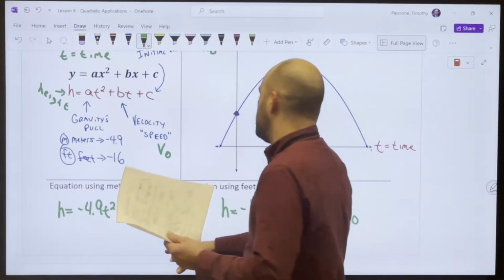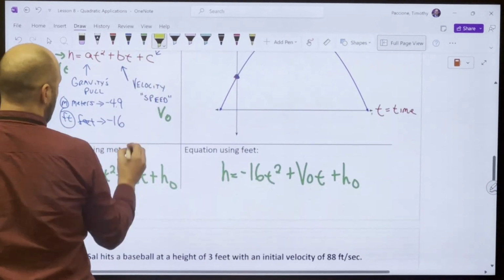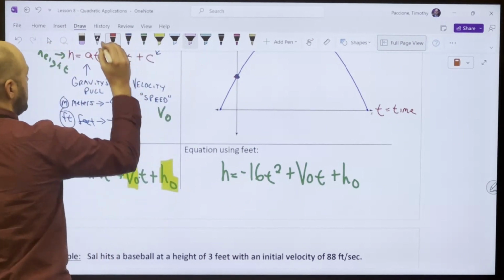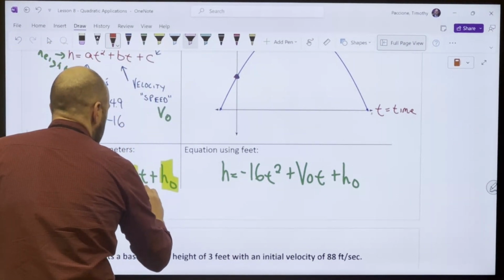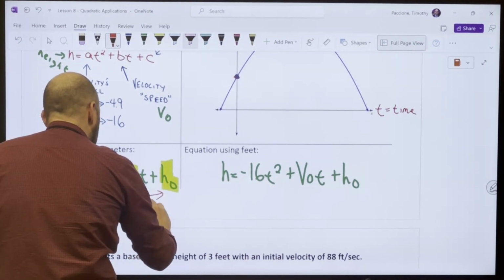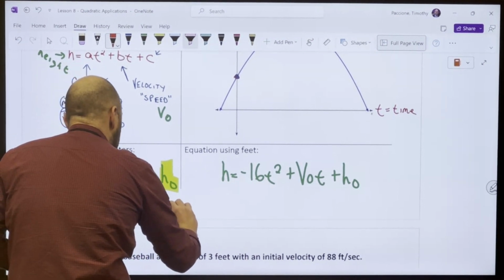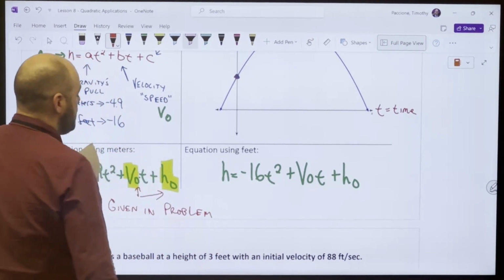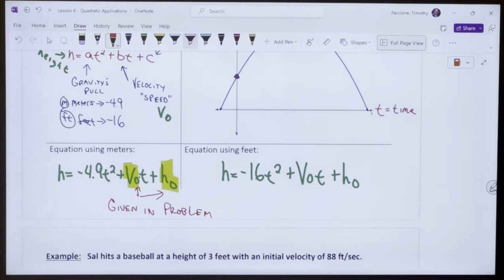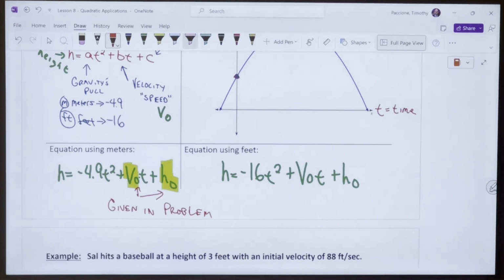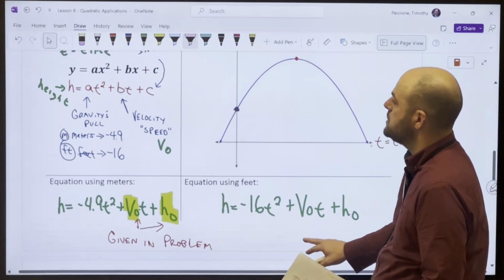All right, here's the thing. This right here, v sub 0 and h sub 0, will just be given in the problem. These two numbers are given in the problem. They will tell you these, you plug them in, and that gives you your equation. So you're not going to have to figure those out. It's just going to say, here's the speed, here's the height, plug them in, make your equation. Okay? And then you're going to be asked to find things about this path of this situation.